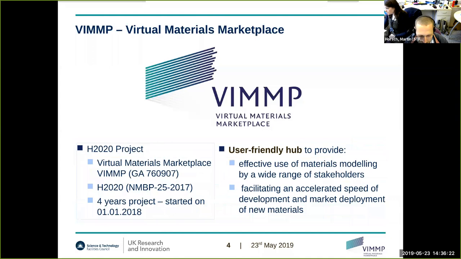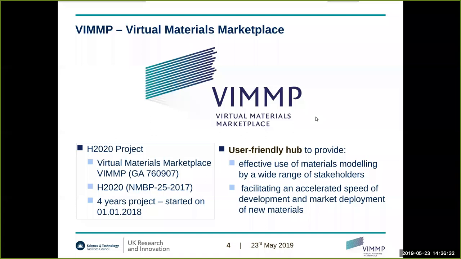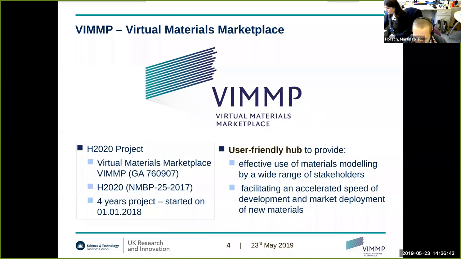The aim is to build a platform, as it says here, a user-friendly hub, where stakeholders, people who are involved in materials modeling, can register and can collaborate. And the main official aim is to have an accelerated speed of development from the point of view of industry. On the other hand, from the point of view of model providers, academics, engineering offices, the aim is also to help them at acquiring funds and projects by contact to industry and other end users.